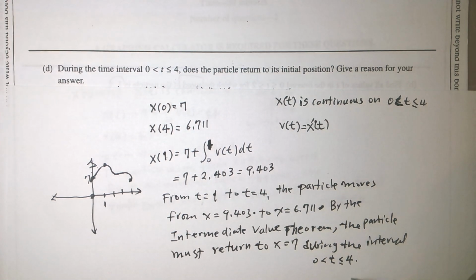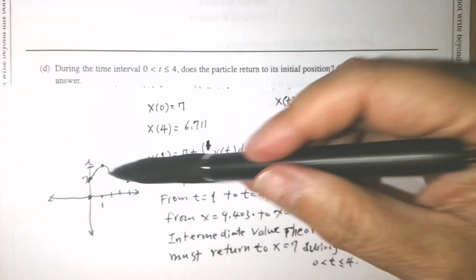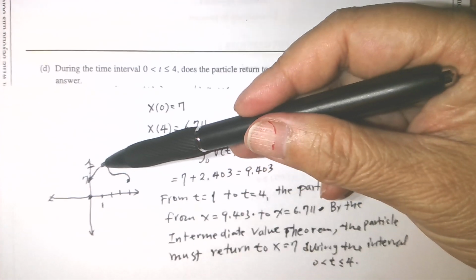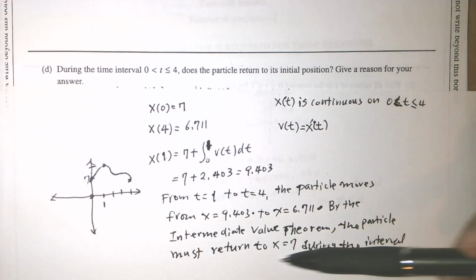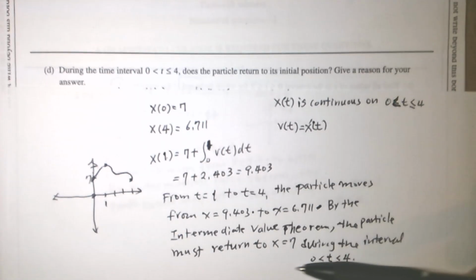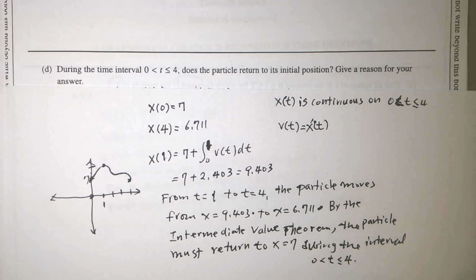This is a 2-point question. You find a value between 0 and 1, the value at 1, and that gives you 1 point, and you state the intermediate value theorem, you get another point. All right, so that's all.